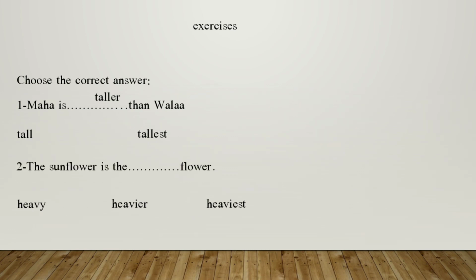Number 2. The sunflower is the blank flower. Here we have the before the adjective. So when I have the before the adjective, I add to the adjective er or est? Est. So the sunflower is the heaviest flower. Yeah, great.